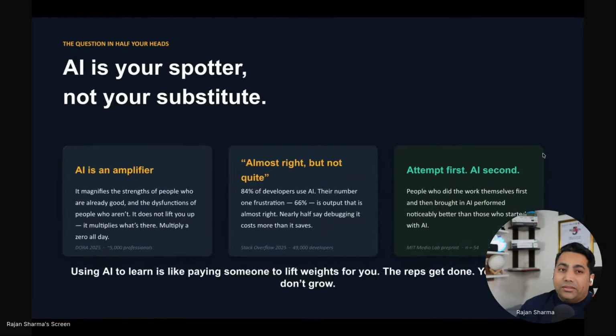And one important slide I added is because people are always worried that AI is going to spoil things for them. So here's the thing: AI is just a spotter for you, not your substitute. AI is an amplifier. For example, Google's DORA team surveyed around 5,000 professionals last year, and their conclusion was one sentence: AI is just the amplifier. That's all they want to say.